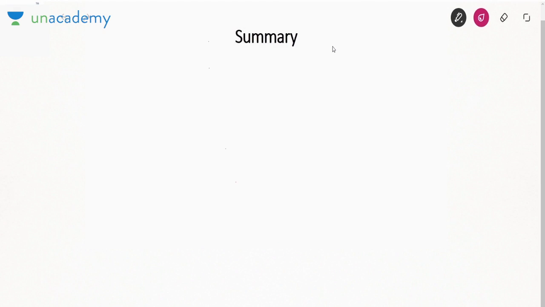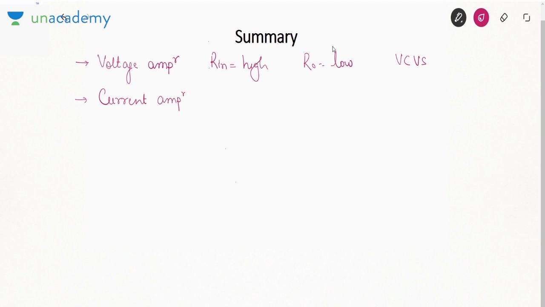So if I summarize what we have covered in this video, I have told you about different kinds of amplifiers. The first one was the voltage amplifier. In this, Rin was high, R0 was low. It was called a voltage controlled voltage source. The second one was the current amplifier. In this, Rin was low and R0 was high. It was a current controlled current source.